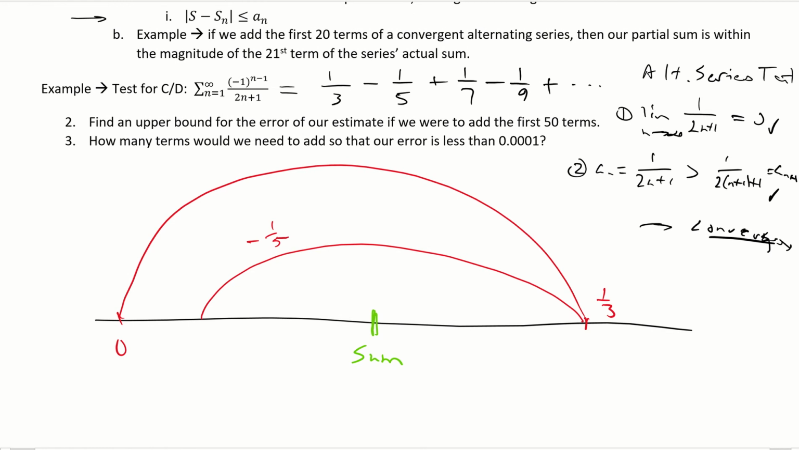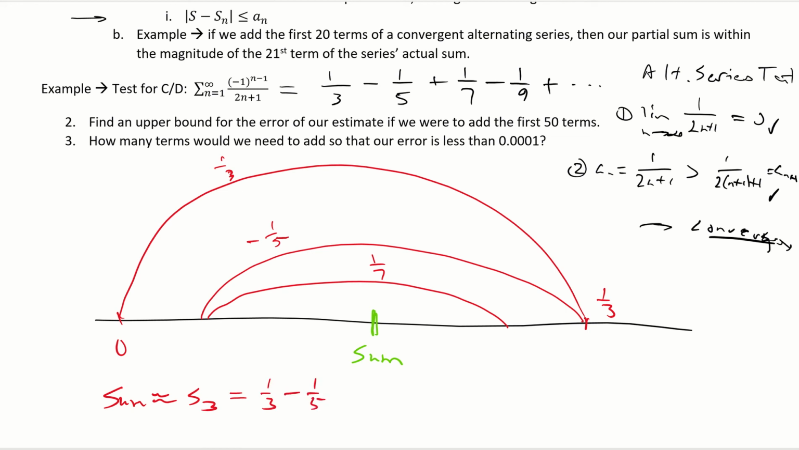Here's the thing, very simply put: if you decide to approximate this sum using one of these partial sums, let's say you use the third partial sum. You added 1/3, and then minus 1/5 and plus 1/7. So you're going to say the sum is approximately the third partial sum, which is equal to 1/3 minus 1/5 plus 1/7, whatever that turns out to be.